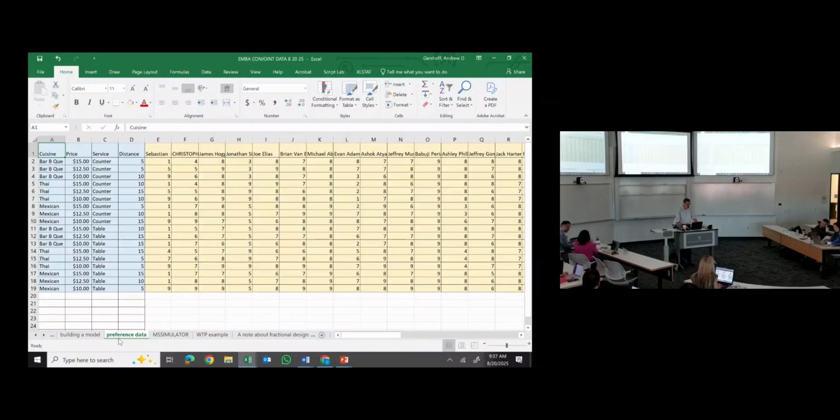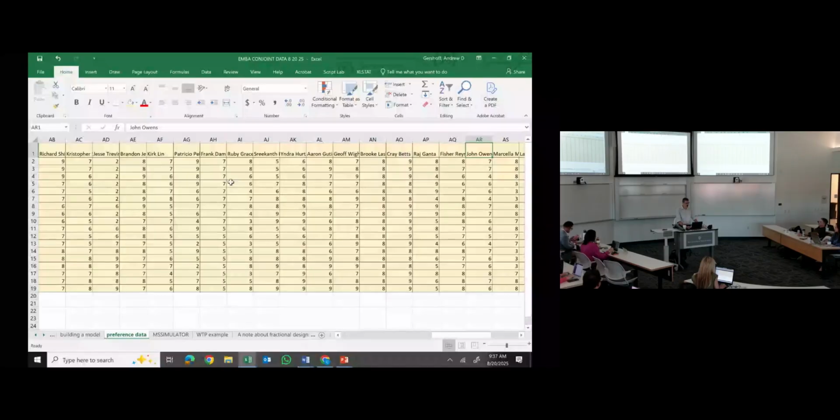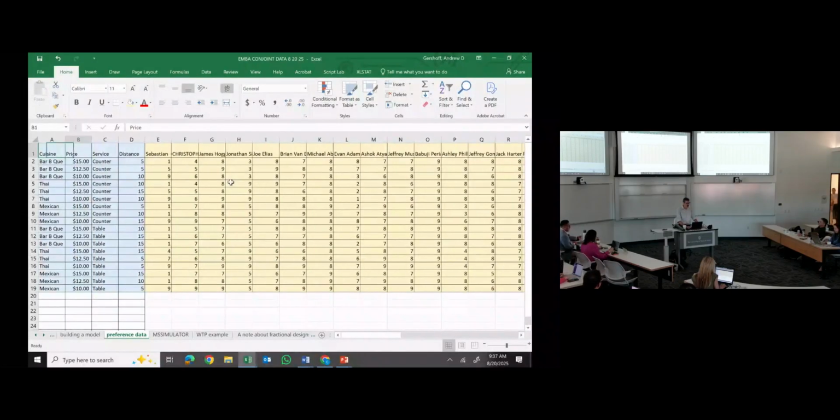I'm on the tab that's called Preference Data here, and the only difference between my spreadsheet and yours is that I have found our friend Sebastian's ratings from deep into the set of preferences and moved them to the front here so that we can work on him since we've already talked about his ratings earlier. So we'll take another look at it.